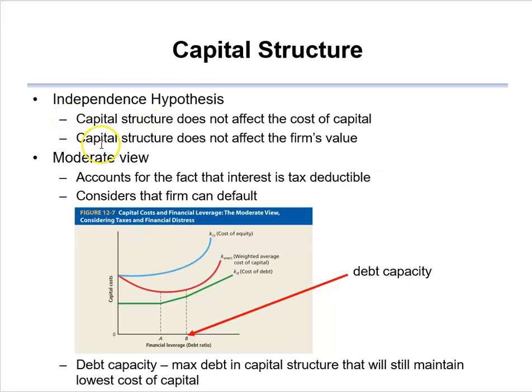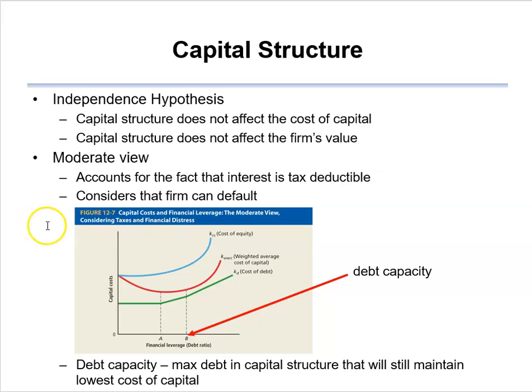The independence hypothesis says capital structure does not affect the firm's value. Well, maybe. But what is a firm worth? Whatever somebody's willing to pay. And the more you borrow, the bigger the risk, and maybe people aren't willing to take that risk. So there's that hypothesis, but I wouldn't put a whole lot of stock in it.